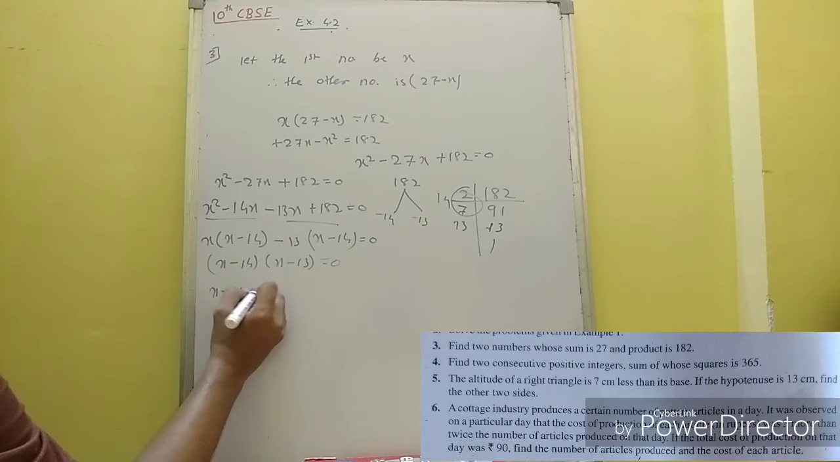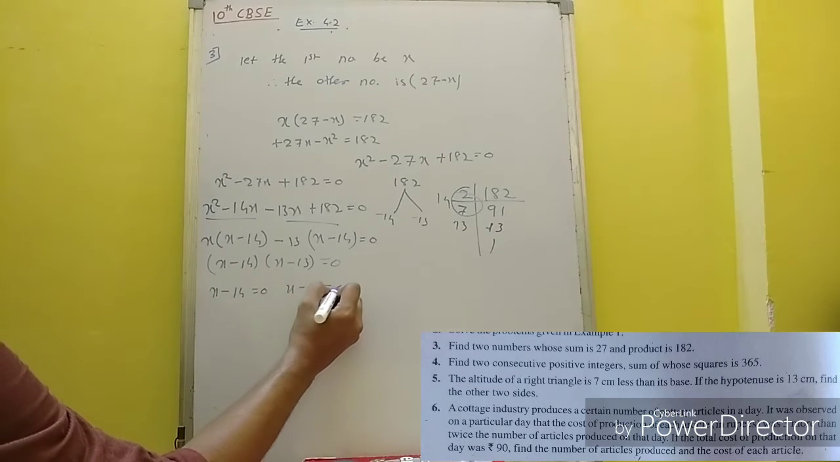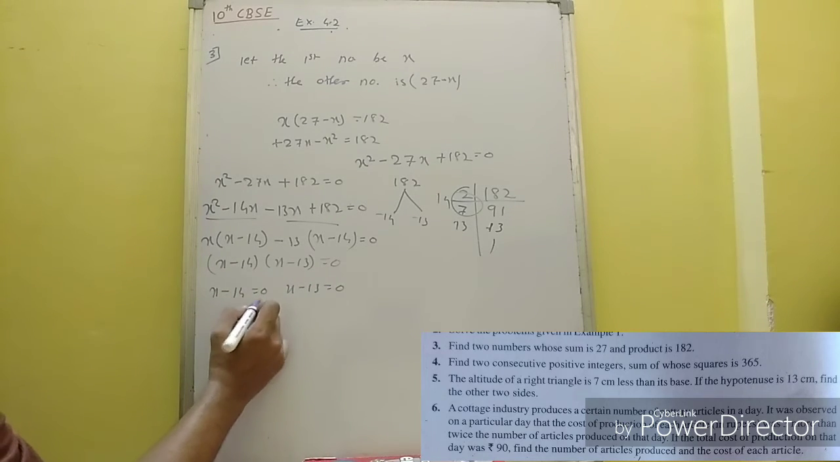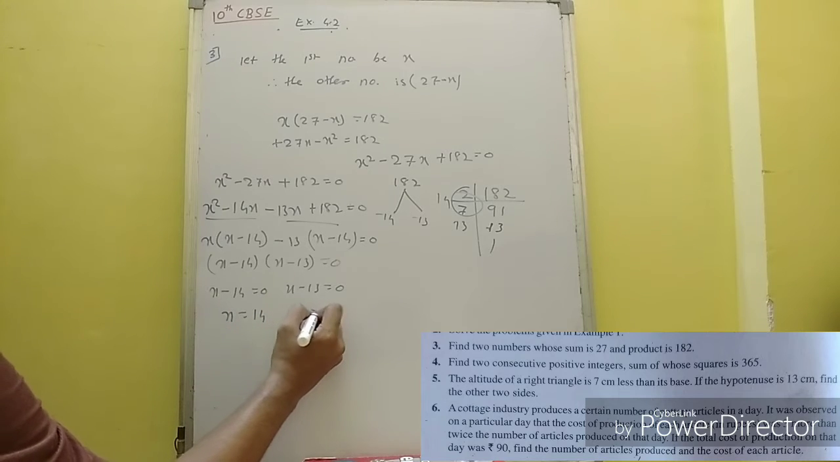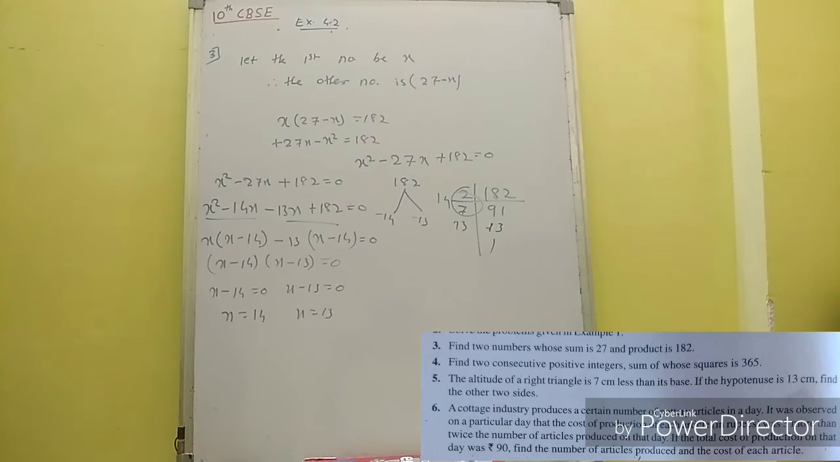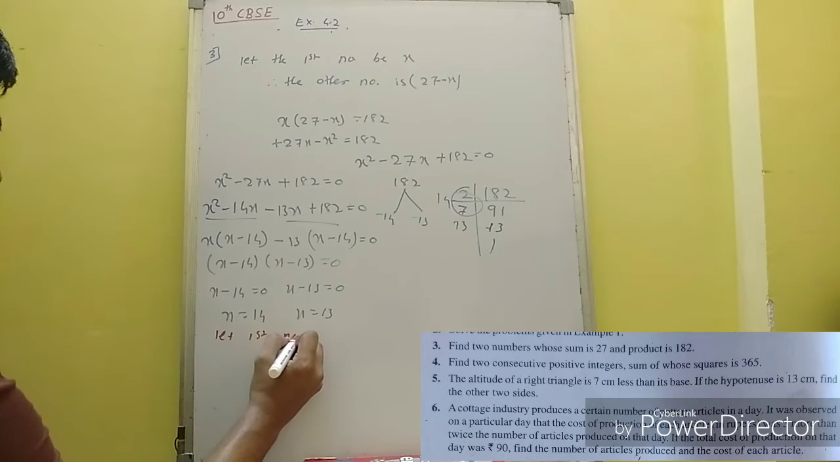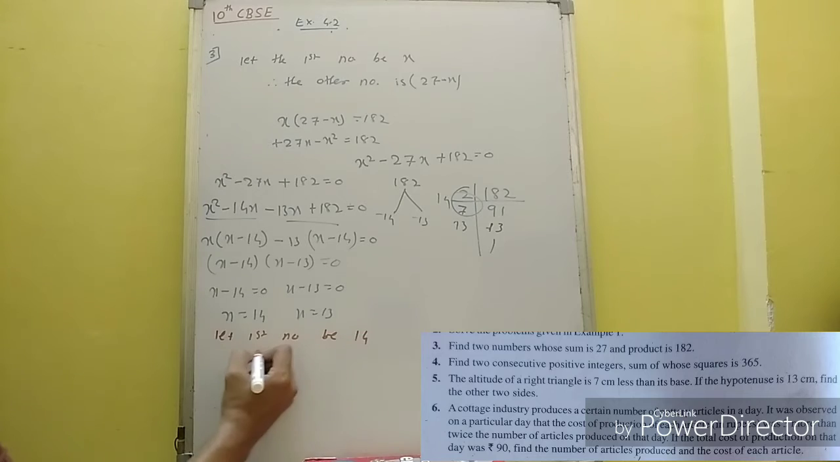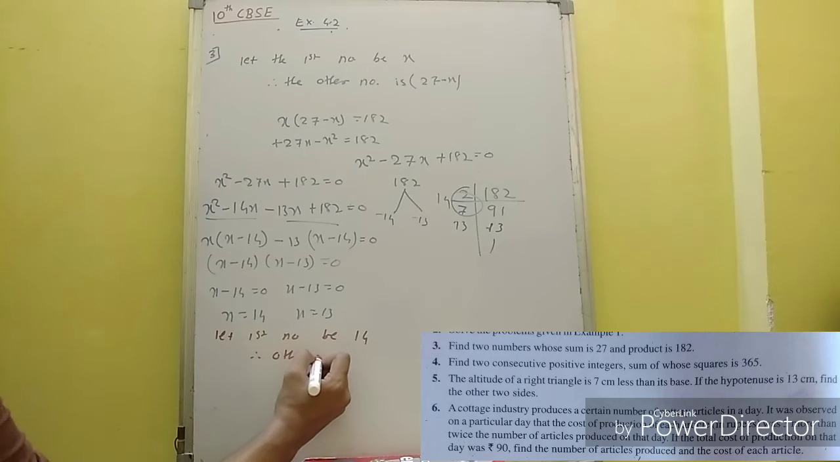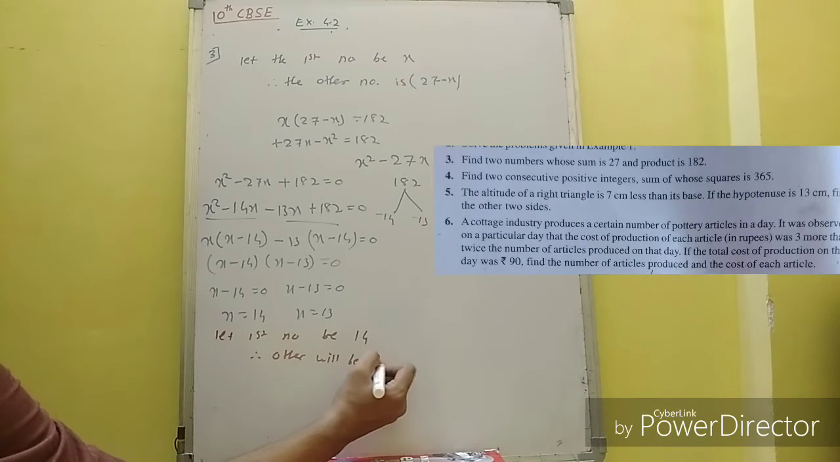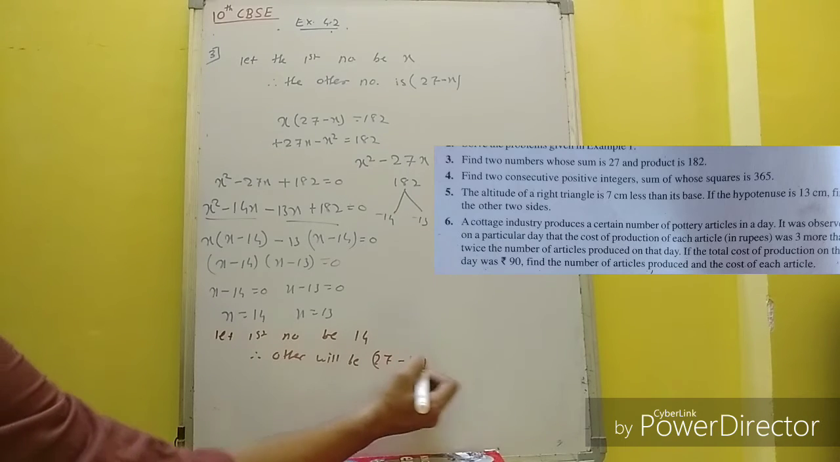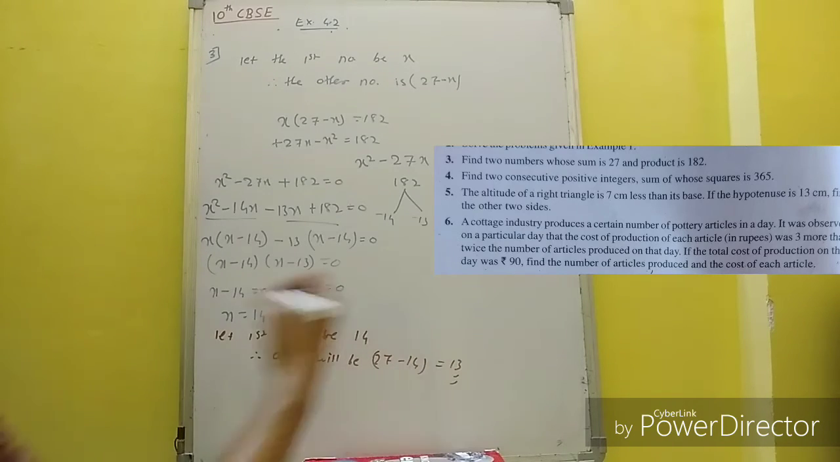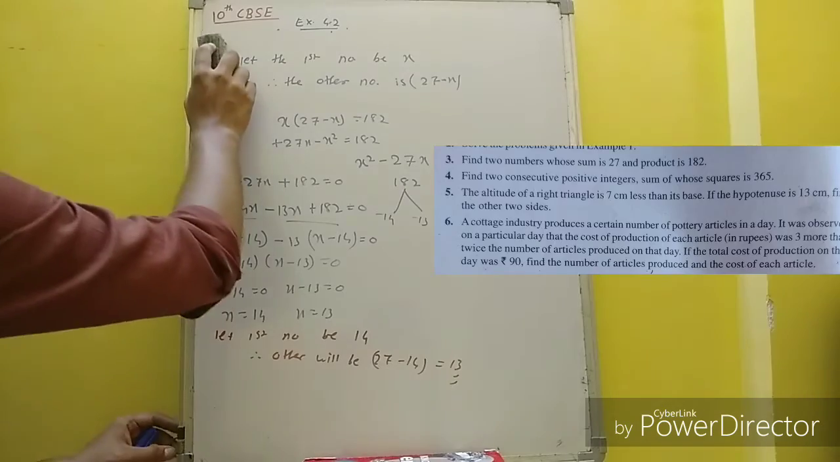So x minus 14 is equal to 0, x minus 13 is equal to 0, x is equal to 14 and x is equal to 13. So we can say that the first number is x, let the first number be 14, therefore the other will be 27 minus 14, that is 13. Okay, so this was the third question of 4.2. Now we will move to the fourth one.